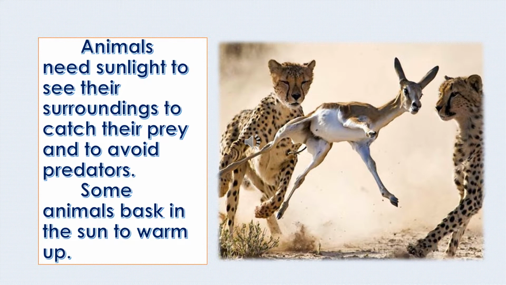Here we go to the next one. Listen as I read it for you. Animals need sunlight to see their surroundings, to catch their prey, and to avoid predators. Some animals bask in the sun to warm up. If you look at the picture in here, you can see the cheetahs hunt during daytime. So they needed the sunlight in order for them to see what they wanted to hunt.